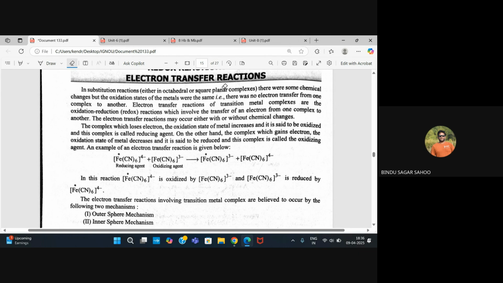Suppose you are taking a PtCl4 complex and in the final product you get PtCl2Br2, but the platinum's oxidation state remains consistent throughout the reaction. In a substitution reaction, there is just bond making and bond breaking. There is no change in the oxidation state of the metal.